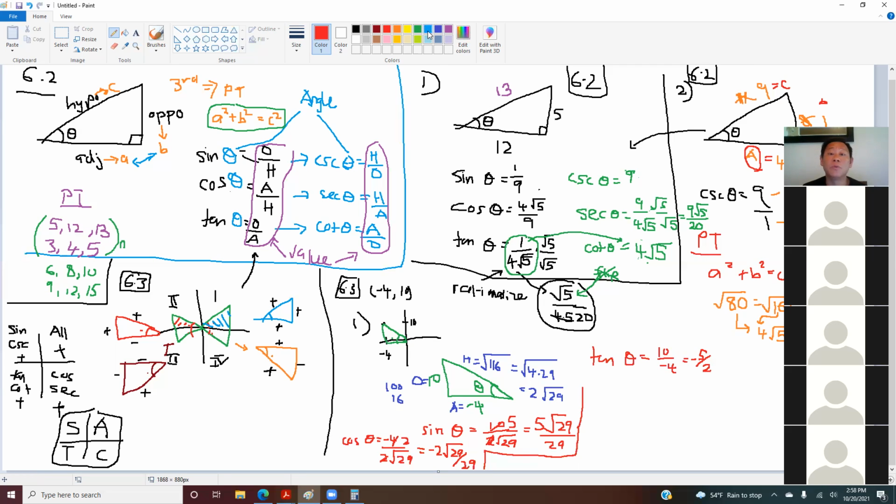So now we need to do the reciprocal, which is cosecant theta. So what is cosecant theta in this case? You take the sine and you flip it. Don't flip this one, but flip this fellow. Square root of 29 over 5.